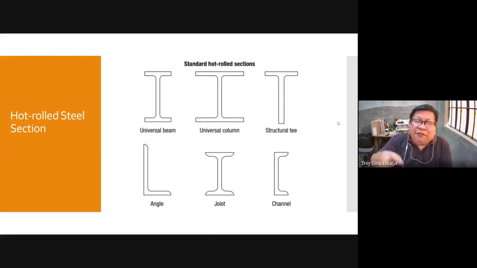So the horizontal parts are called the flange. So structural T has only one flange, like that: angle, joist, and channel. So you have to know the difference between a joist and a universal beam, okay? Because they almost look alike, except for some parts which are curved in joist.